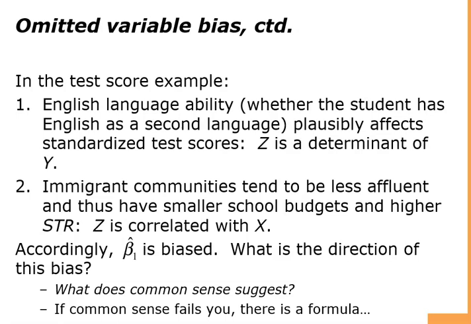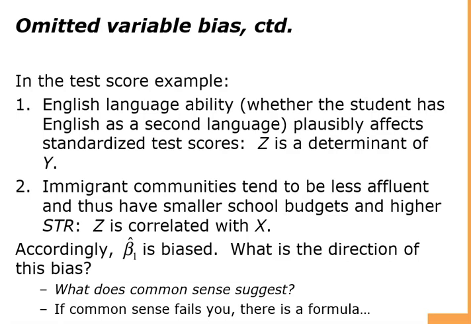Now, if the second point on the slide is also true, that immigrant communities tend to be less affluent, which would result in smaller school budgets and ultimately higher student-teacher ratios, it would mean that the correlation between student-teacher ratio and English language ability is not actually zero, which would once again mean that the second condition of omitted variable bias is satisfied.